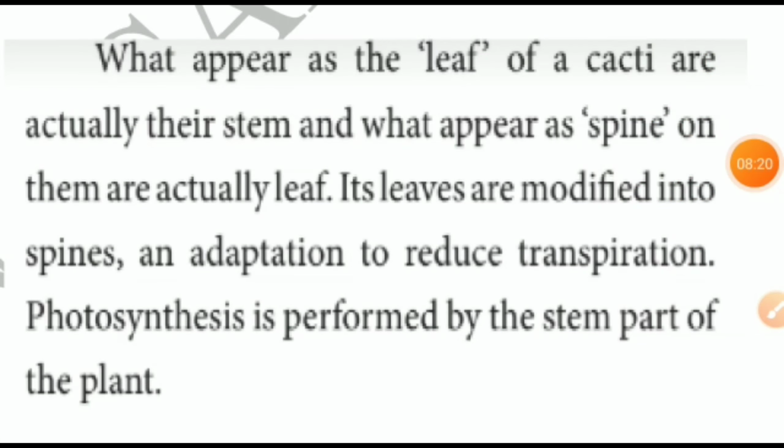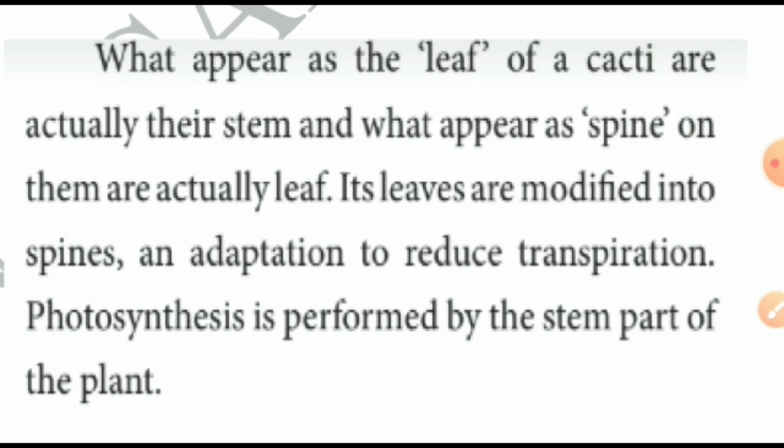In some plants, the leaves are modified into spines. For what purpose? An adaptation to reduce transpiration. Where does it grow? It grows in desert areas. Give an example of a leaf reduced to spines. Which one? Cactus and then opuntia.